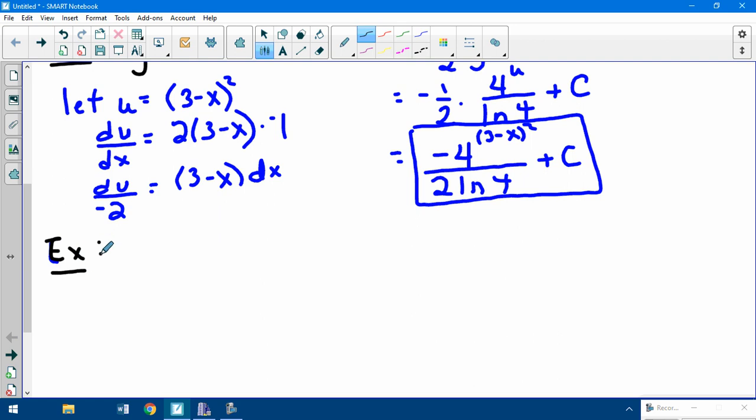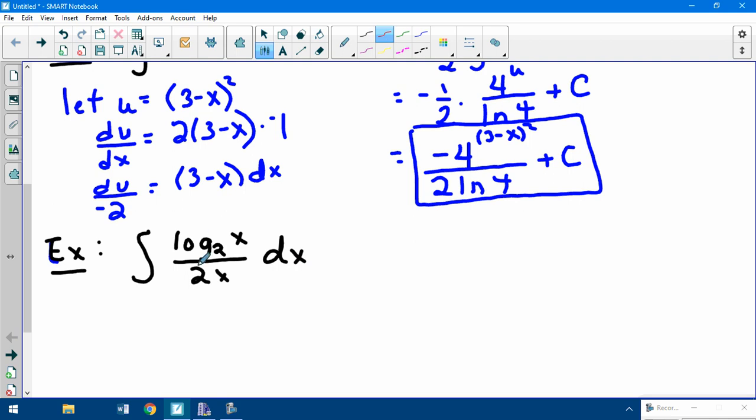All right, so let's do the integral of log base 2 of x all over 2x dx. All right, thoughts on what to do with this one? This one's a little weirder looking, maybe.